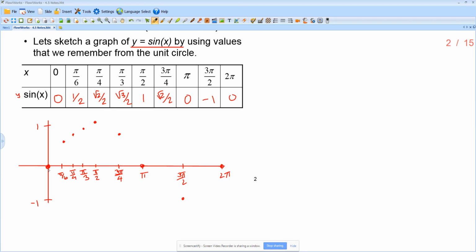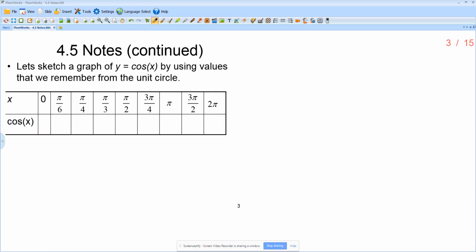Now, if I were drawing the function between these, you get this sort of S-shaped curve. This is what sine is going to look like. So all I did there is I took unit circle answers to give us a sketch of sine. We're going to do the same thing now with cosine to give us an idea of how a cosine function looks.